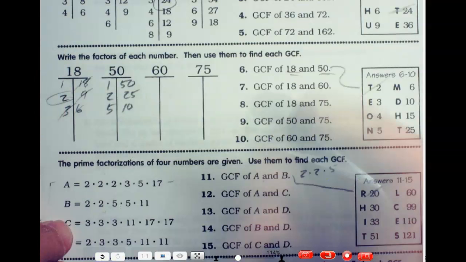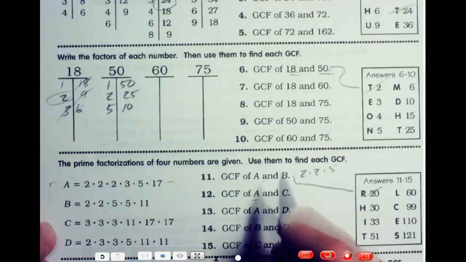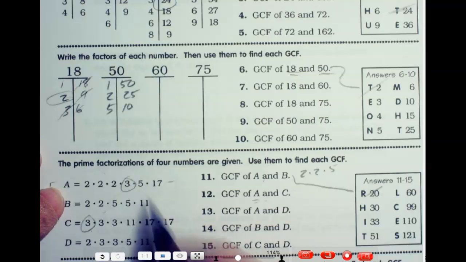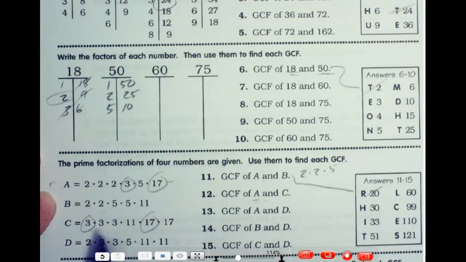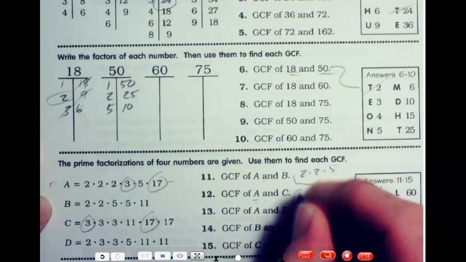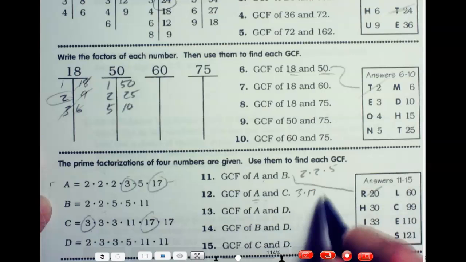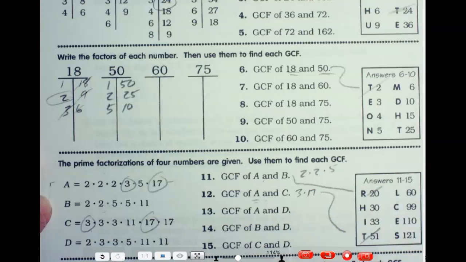Now we're looking at A and C. A and C share a 3 and they share a 17. This one doesn't have any 5s. This one doesn't have any 2s. So they share a 3 and a 17. So 3 times 17 is 51. The GCF there for 12 is 51. That's also a T. So for number 12, we're going to go ahead and put in a T.